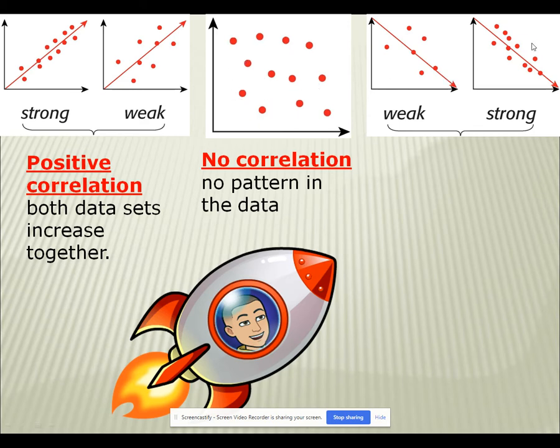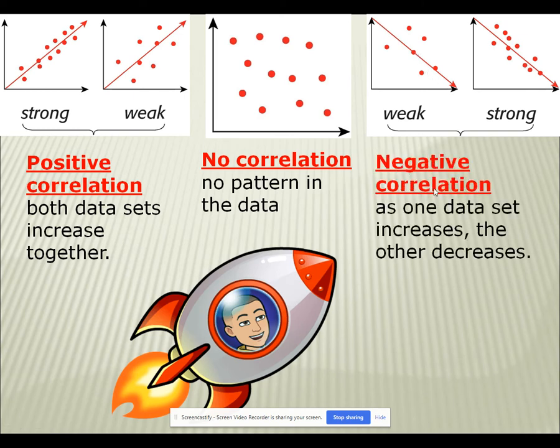And then if you look at the last ones, the dots are going down. That's a negative correlation, a negative relationship. As the X is increasing, the Y is decreasing. So as one data set increases, the other decreases. In this one, you can see the points are kind of spread out, so it's weak compared to this one, where all the points are clustered right around the line. That would be a strong relationship.